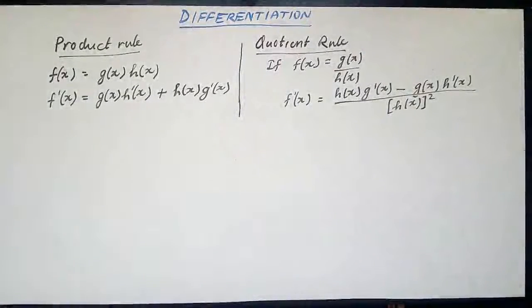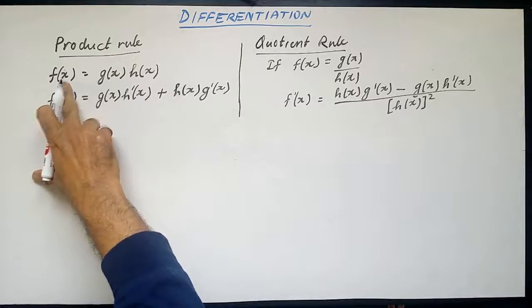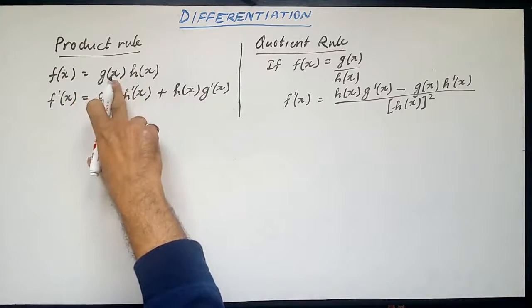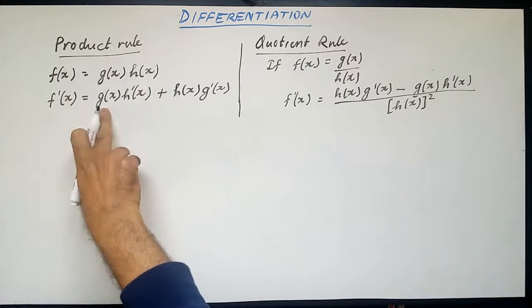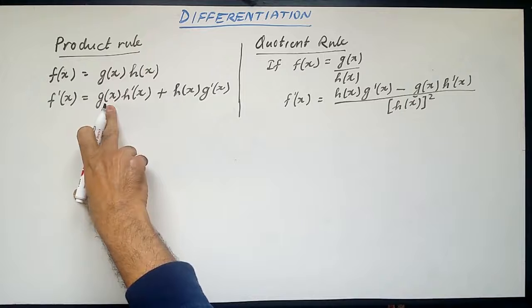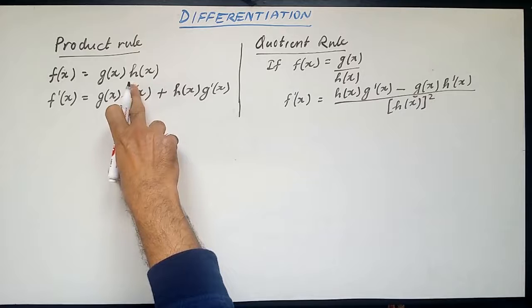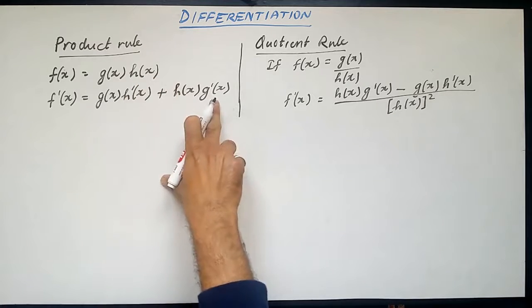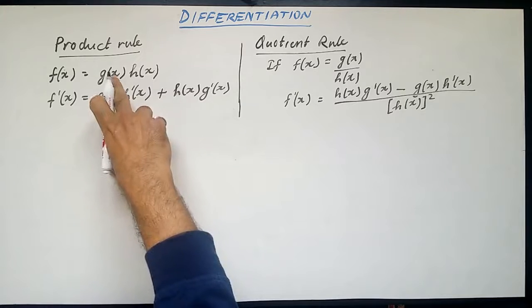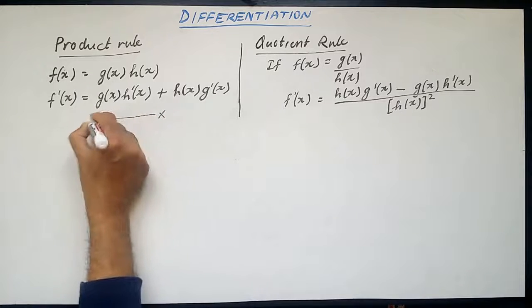In today's lecture, we will see what the product rule and the quotient rule of differentiation are. The product rule: if there is a function which is a product of two functions, g(x) and h(x), then the differentiation of that function becomes g(x), the first function, multiplied by the differentiation of the second function, h'(x), plus the second function multiplied by the differentiation of the first function. So that is the rule for the product of two functions.